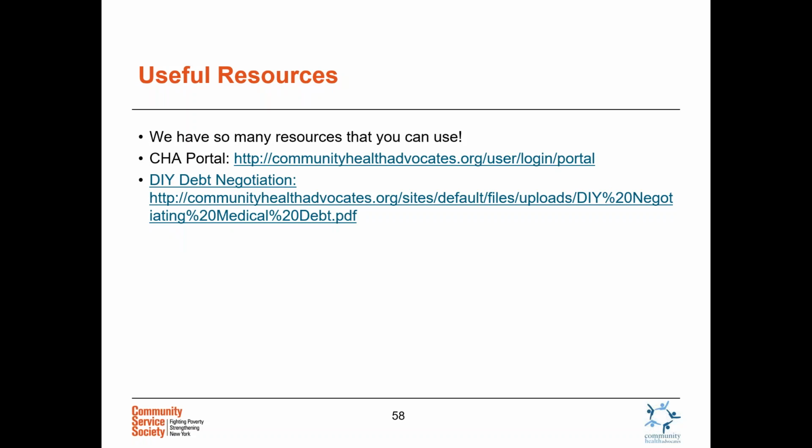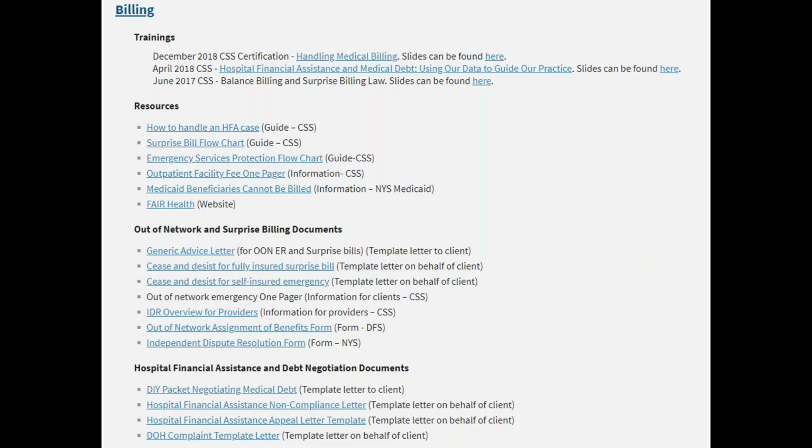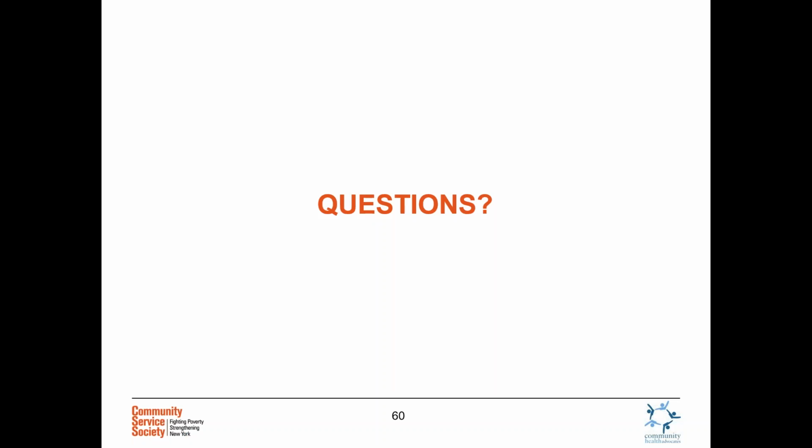So here are some resources that you can use. We have a lot of resources on the CHOP portal for debt negotiation. And so here you can see all of the different resources, billing documents, HFA assistance. We have some sample letters, just various resources that you can rely on if you need more information apart from what's in this training. And with that, I will open it up to questions. Thank you.